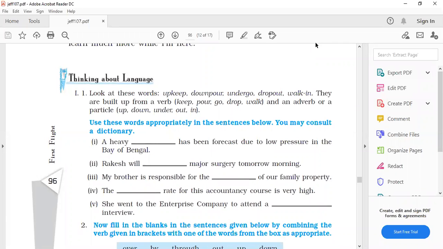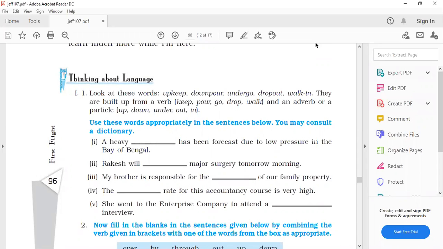Number one, a heavy downpour has been forecast due to low pressure in the Bay of Bengal. A heavy downpour means very heavy rain, बहुत heavy बारिश के लिए use किया जाता है ये heavy downpour. Rakesh will undergo major surgery tomorrow morning. Rakesh will undergo. Here, either an adverb or a particle is added with the word to make it a new word.